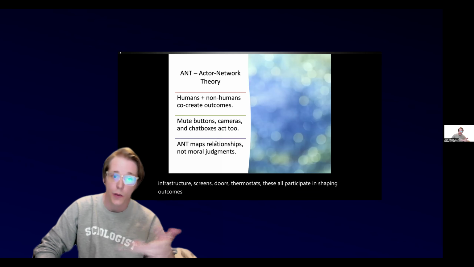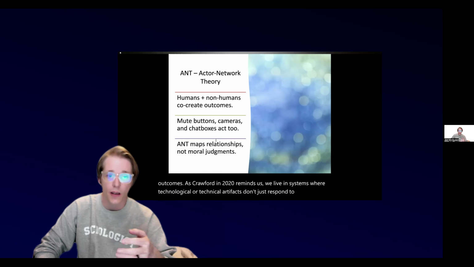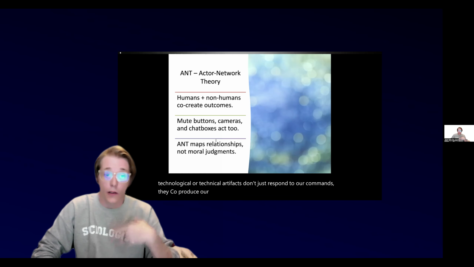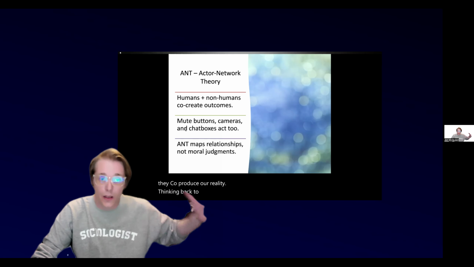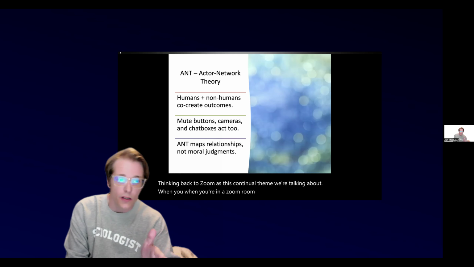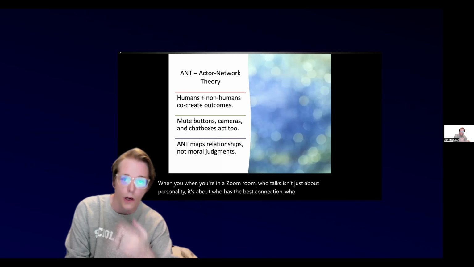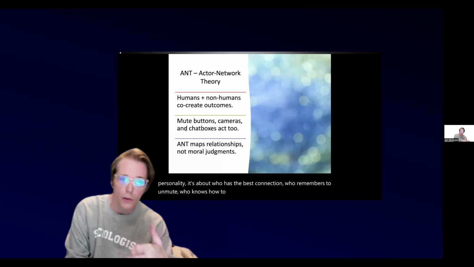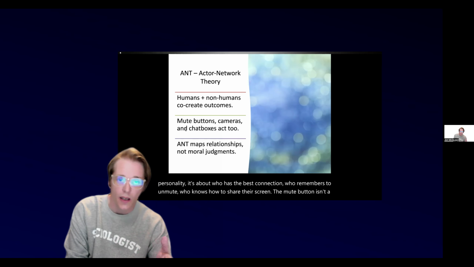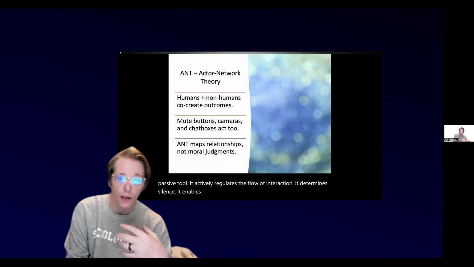As Crawford in 2020 reminds us, we live in systems where technological or technical artifacts don't just respond to our commands, they co-produce our reality. Thinking back to Zoom as this continual theme we're talking about, when you're in a Zoom room, who talks isn't just about personality. It's about who has the best connection, who remembers to unmute, who knows how to share their screen. The mute button isn't a passive tool. It actively regulates the flow of interaction. It determines silence. It enables discipline. And it even encodes hierarchy.